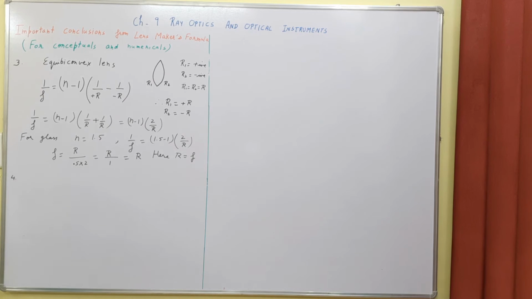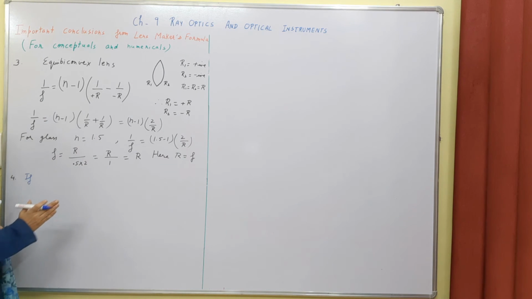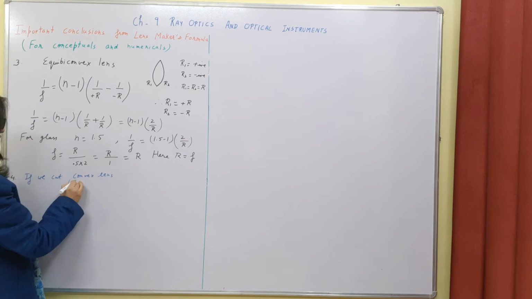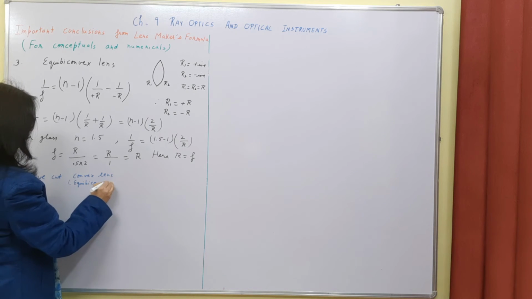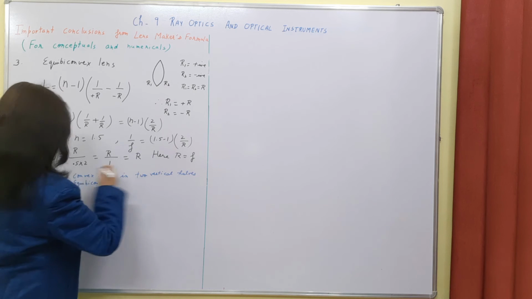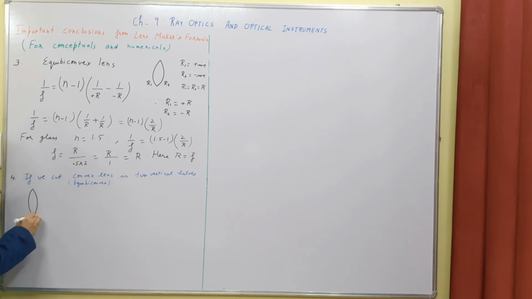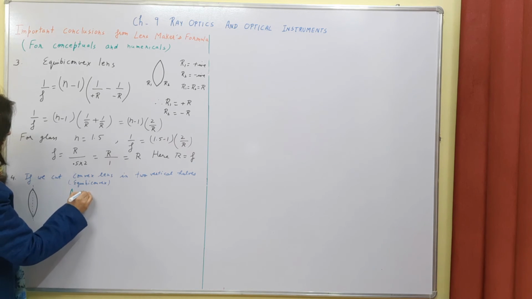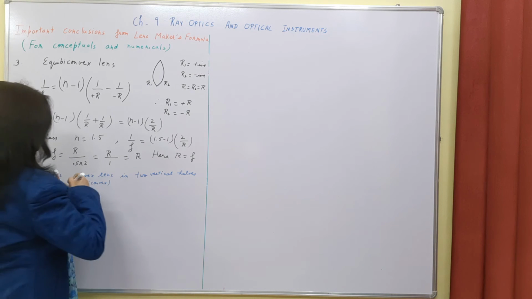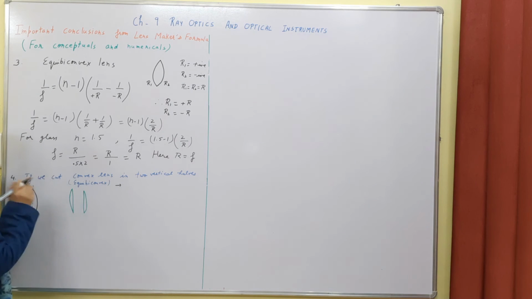Next important point is that when we cut a lens, for example, a convex lens, in vertical two parts, this is equi-biconvex. So what does that mean? That means we have cut this in these two parts, and therefore one part will be this and the other part will be this. And this question is often asked, what will be the focal length of each half. We will just check and then we'll write the result over here.